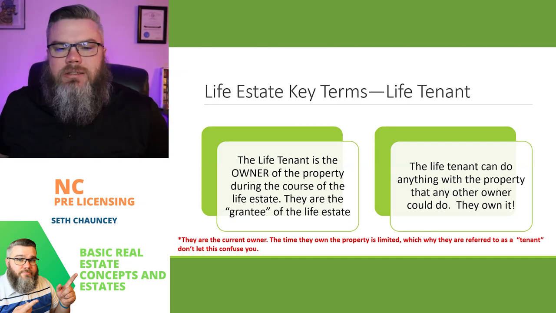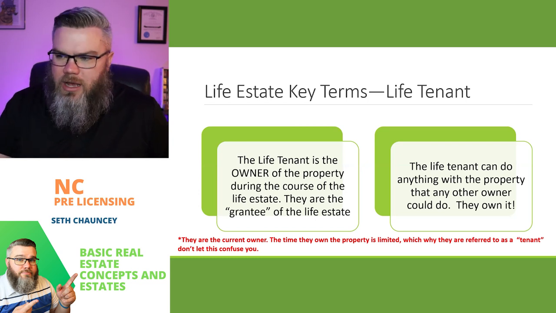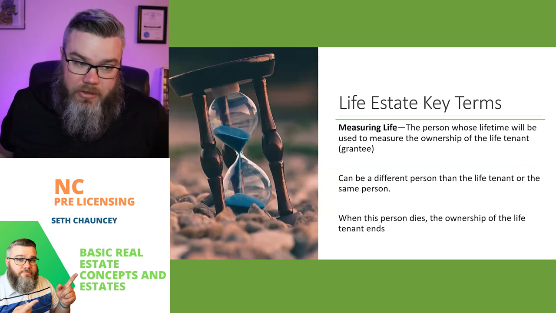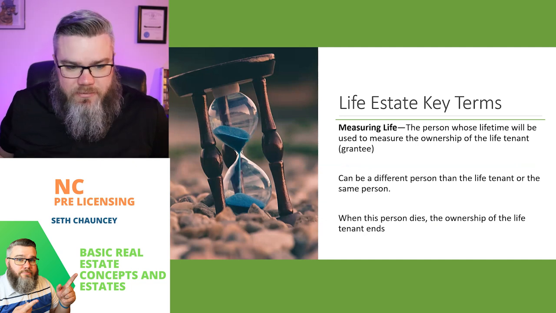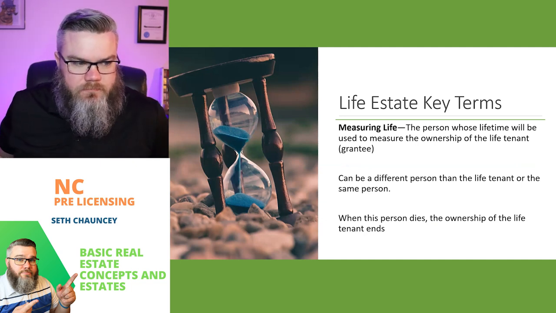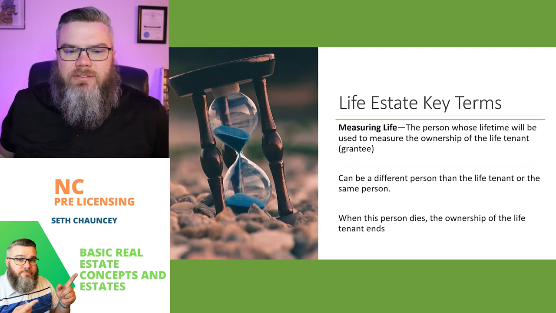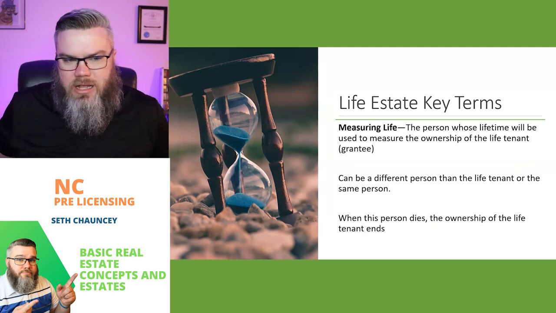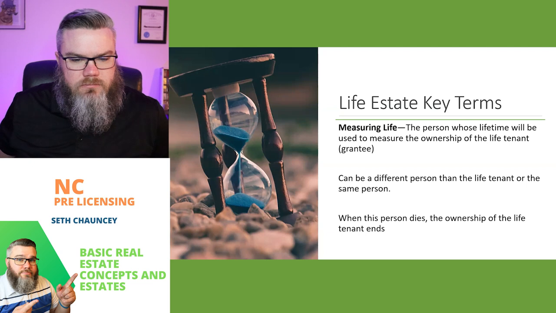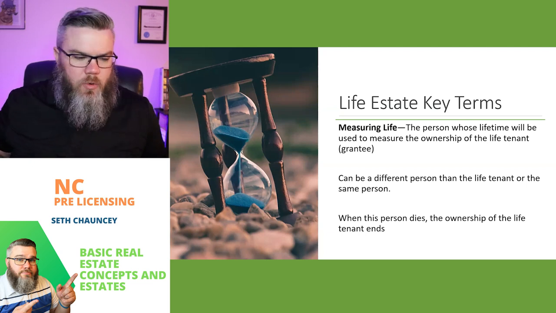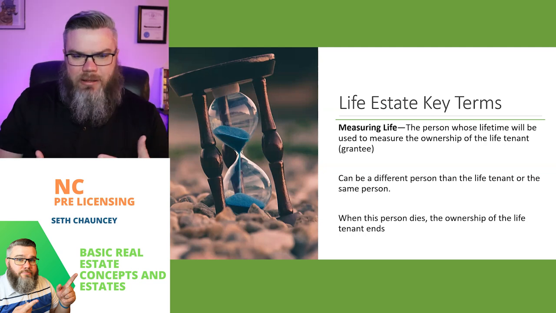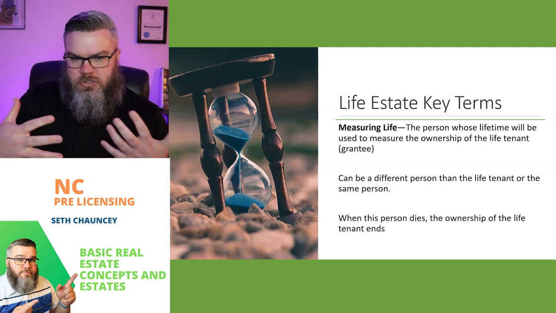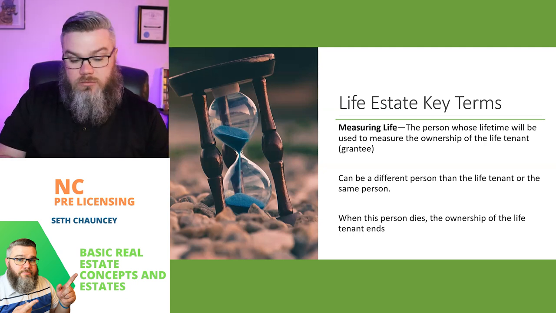So we've got the life tenant, and we've got the measuring life. The life tenant and the measuring life can be the same person, conventional life estate, or the life tenant and the measuring life could be different people, life estate per ultra V. Regardless, when the measuring life dies, the ownership of that life tenant also dies. That's how this works. And as I told you before, we're not just going to let this property ownership sit in limbo. Something's got to happen to this ownership because the dead person can't own it. And so we either set it up with remainder or reversion.